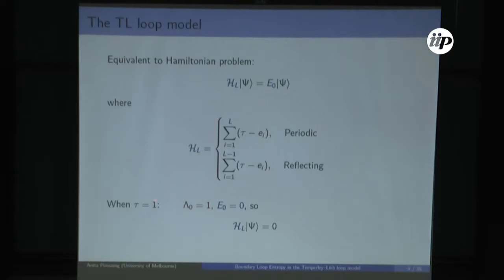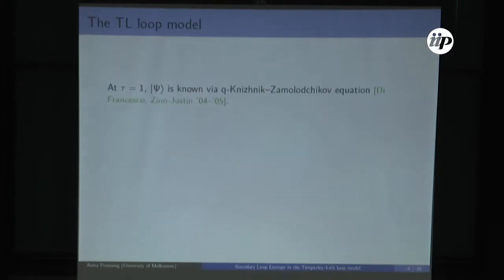So when the loop weight is equal to 1, this is a very special point, because at that point the whole model is stochastic. This is the combinatorial point of the XXZ spin chain. And when the system is stochastic, the eigenvalue of the transfer matrix is 1, the eigenvalue of the Hamiltonian is 0, and so what we really want to solve is this equation. So to find the zero energy eigenstate of this Hamiltonian, which can be done.